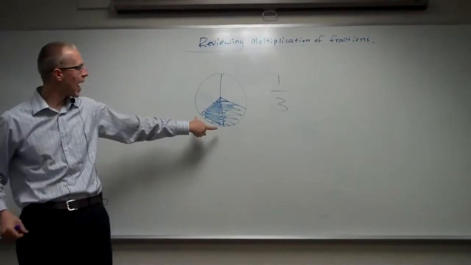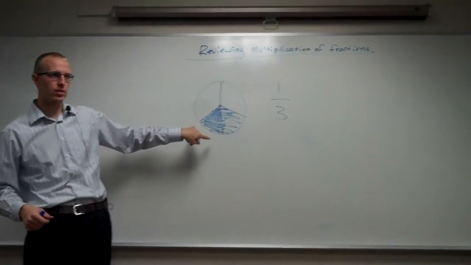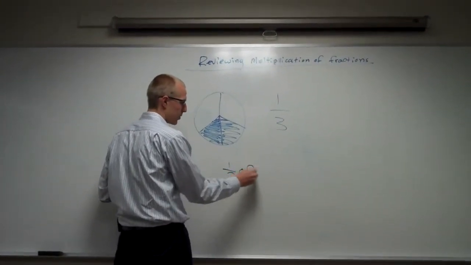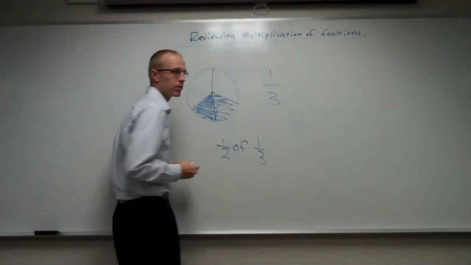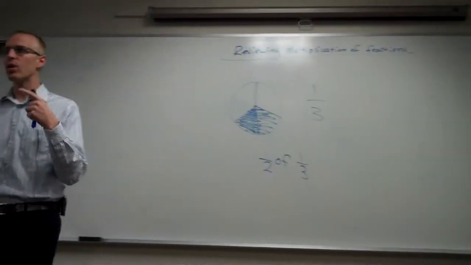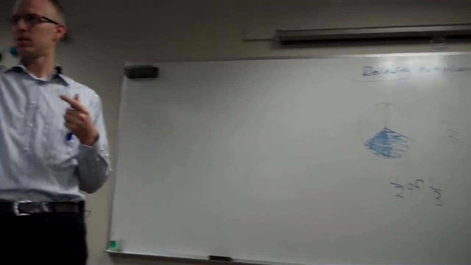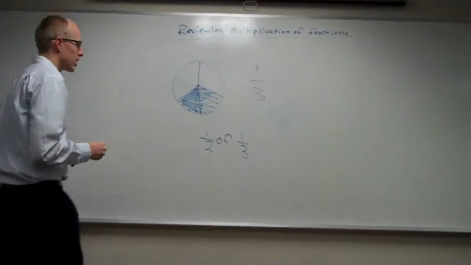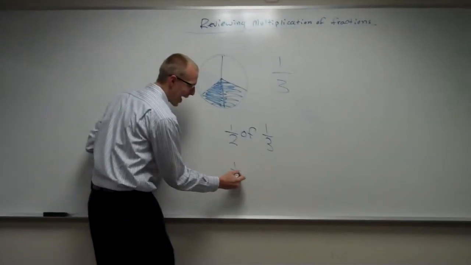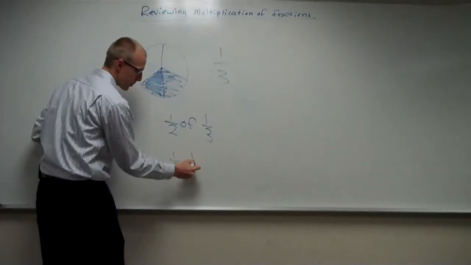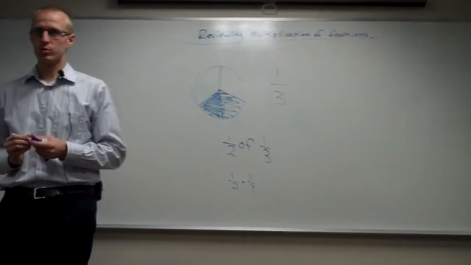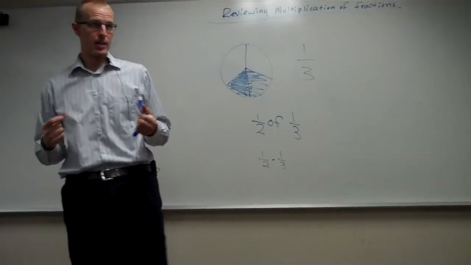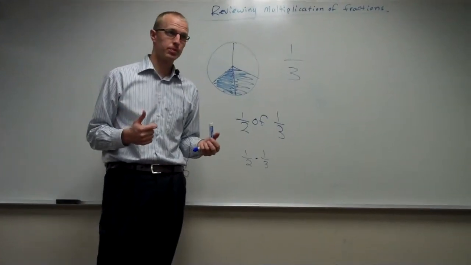What if I take half of 1/3? Okay? 1/2 of 1/3. And what does of always mean in math? Multiplication. Always. Of always means multiplication. So we have 1/2 times 1/3. Okay? The great thing with multiplying fractions, it's the easiest rule to remember.